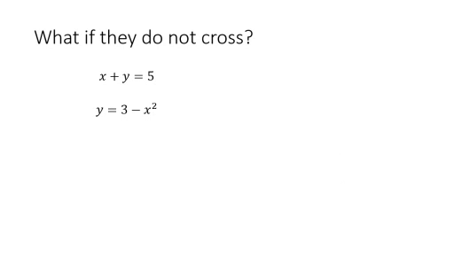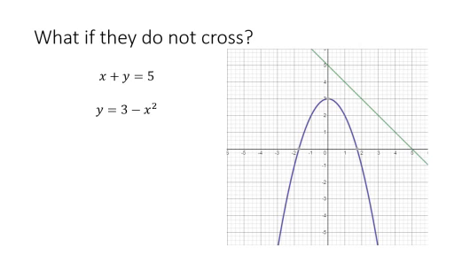Okay, so what if they don't cross? Let's say we have these two. We have a parabola and we have a line, and you can see from this graph that they do not cross.